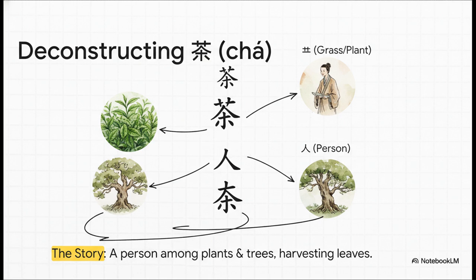Okay, now look at the bottom. We have mu, which is a little picture of a tree. And then right there in the middle, sandwiched between them, is ren, the character for a person. So what's the story here? You have a person among the plants and the trees harvesting leaves. It's like a tiny, beautiful poem for tea, all captured in a single character.